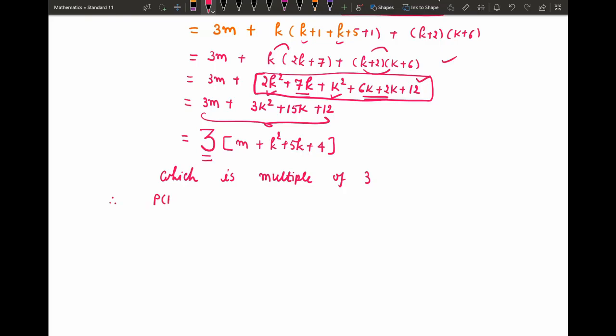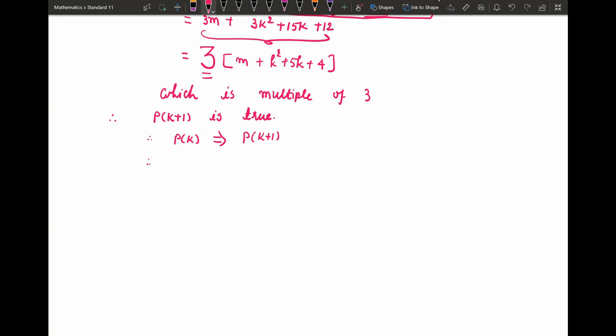Therefore p of k plus 1 is true. Therefore p of k implies p of k plus 1, and therefore by principle of mathematical induction, given result is true for all n belongs to set of natural number.